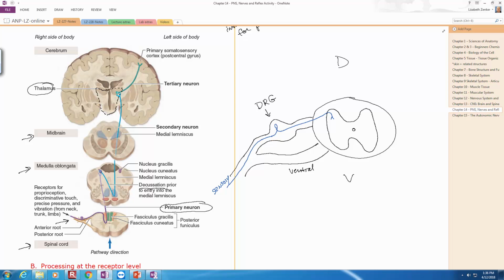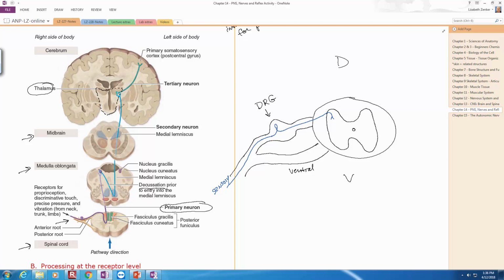So let's see. The picture on here, they're saying anterior root. Another word for that would be the ventral root. The posterior root, another name would be dorsal root. Okay. What else do I want to tell you?